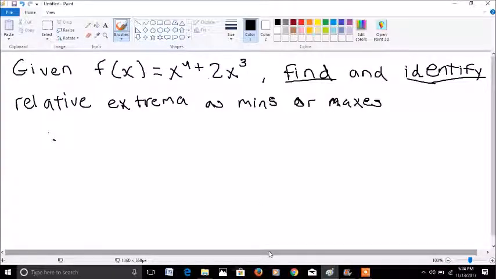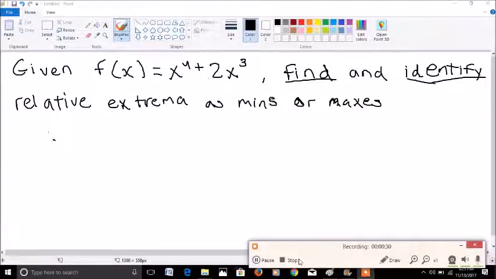We got this function right here, f of x equals x to the fourth plus 2 times x to the third. Now what we're going to do right here, we're going to take the derivative of this function, all right? And once we do that, we're going to set it equal to 0, because then guess what? We're going to find and identify the relative extrema, such as the minimums or maximums. All right, so I'll give you a second. Go ahead and do that on your own, and we'll be back with you shortly.